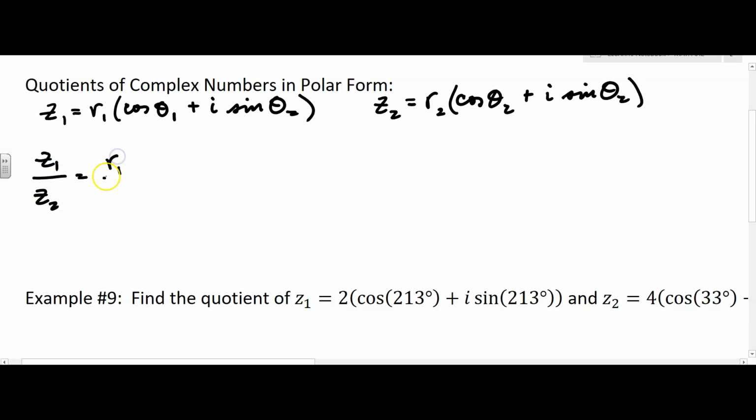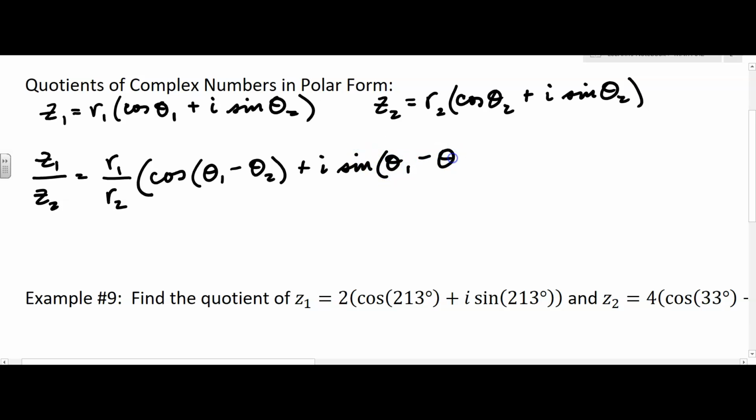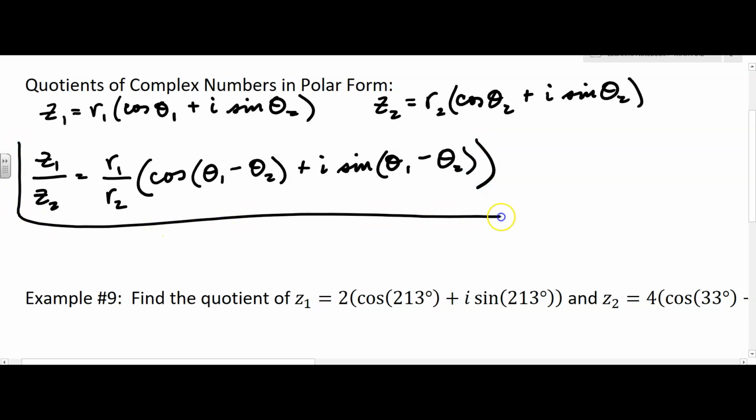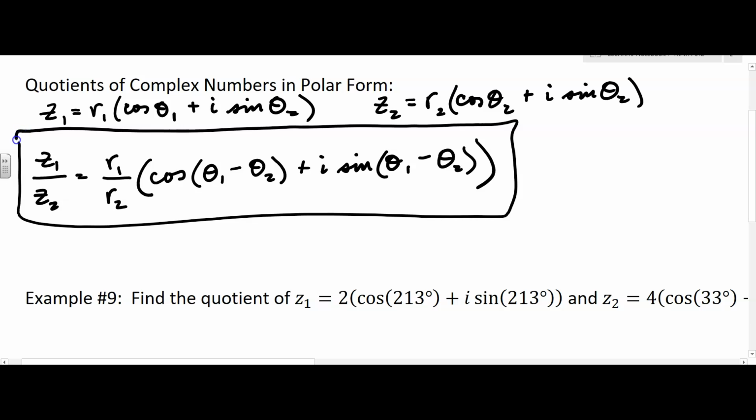equal r sub 1 divided by r sub 2. And this probably isn't going to come as a huge shock to you, but it's going to be cosine theta sub 1 minus theta sub 2 plus i sine theta sub 1 minus theta sub 2. Okay, so then that would be how you find the quotient of two complex numbers in polar form.